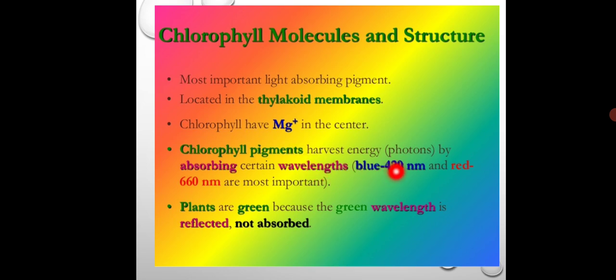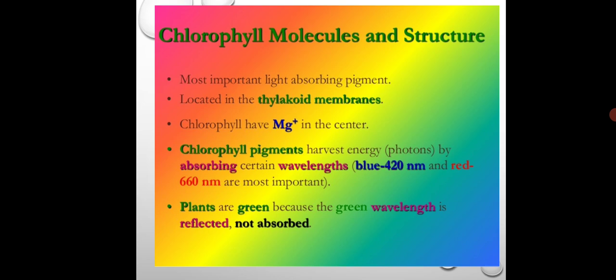Chlorophyll pigment harvests energy. Harvesting energy means light energy, which consists of photons. Actually, light energy is also known as the photon. So chlorophyll pigments take the light energy by absorbing at different wavelengths, like blue light at 420 nanometer and red light at 660 nanometer. So blue 420 and red 660 nanometer.